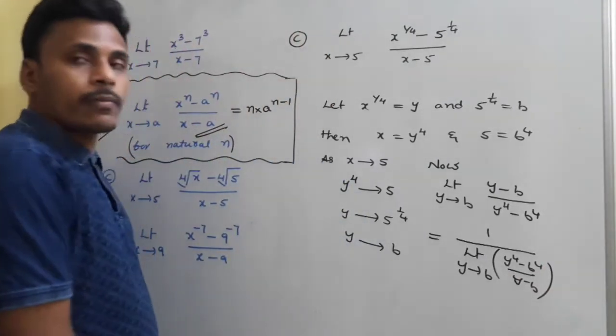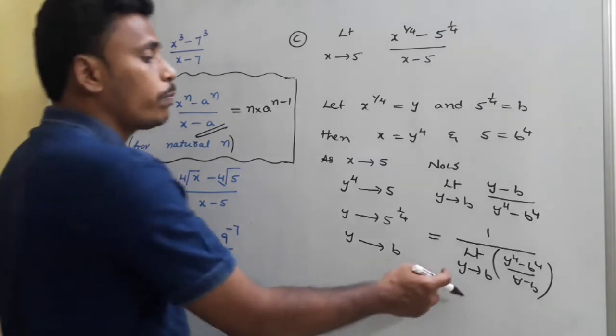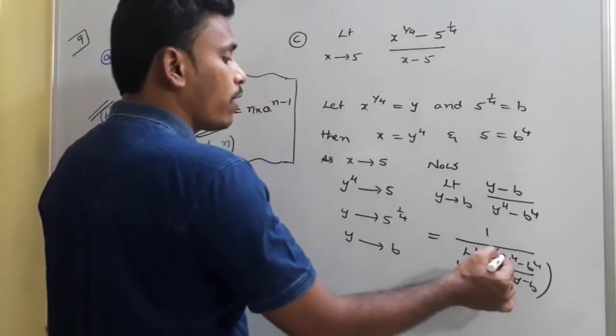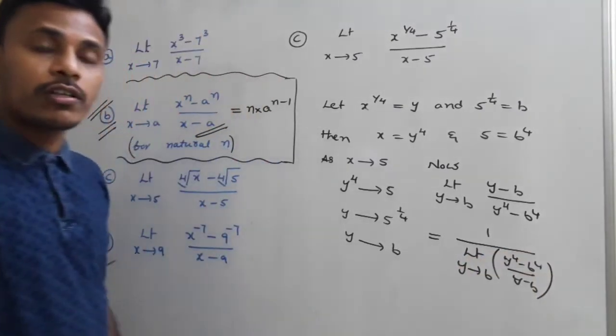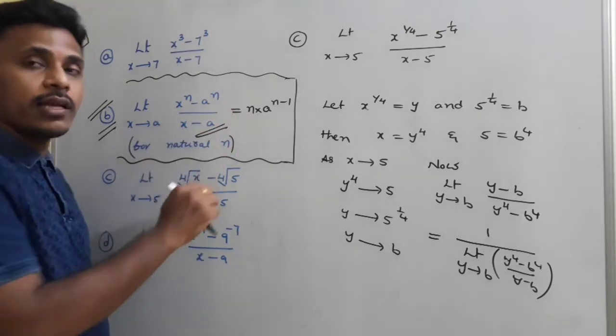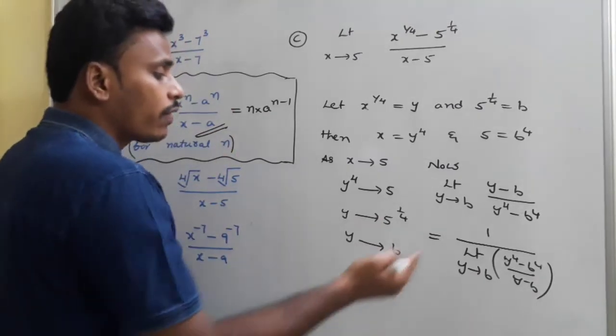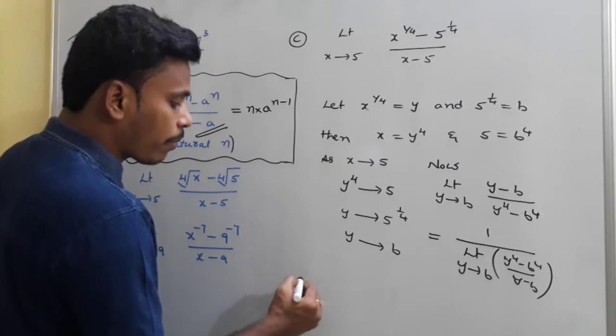Okay? Right. Now, limit y tends to b, (y power 4 minus b power 4) by (y minus b). Here the power 4 is clearly a natural number. Now this formula is acceptable, so use it. Then it will become how?